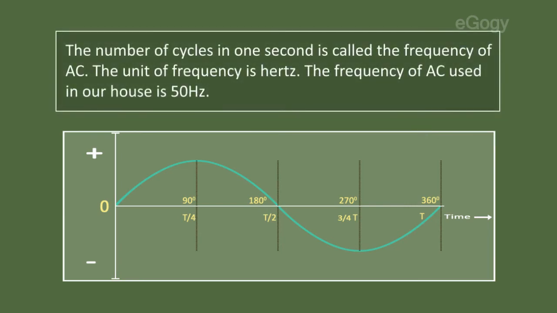The number of cycles in 1 second is called the frequency of AC. The unit of frequency is Hertz. The frequency of AC used in our house is 50 Hertz.